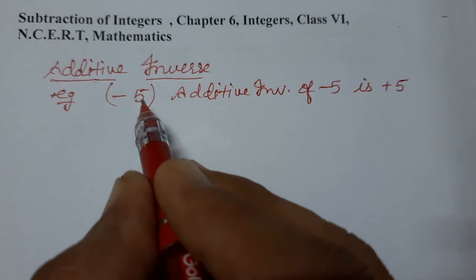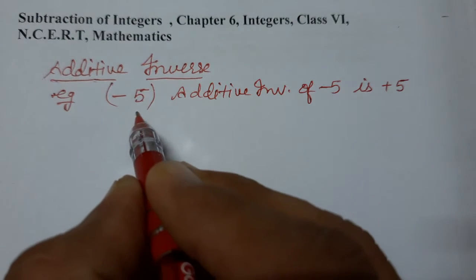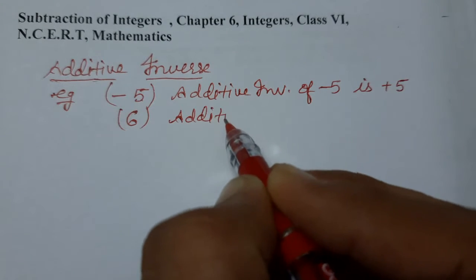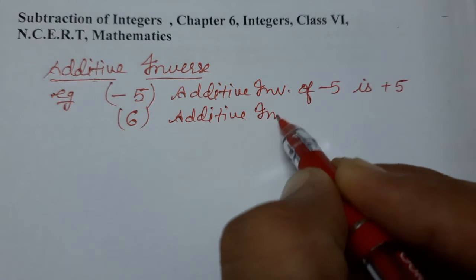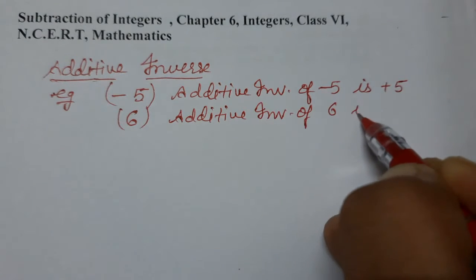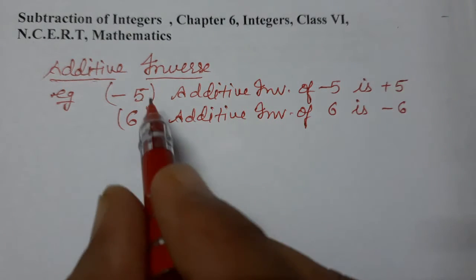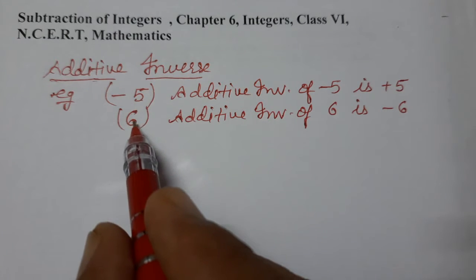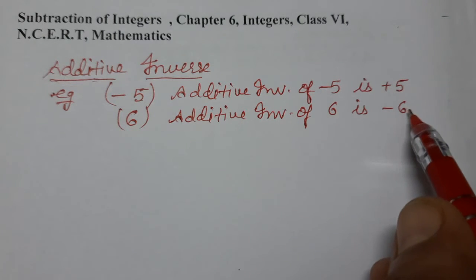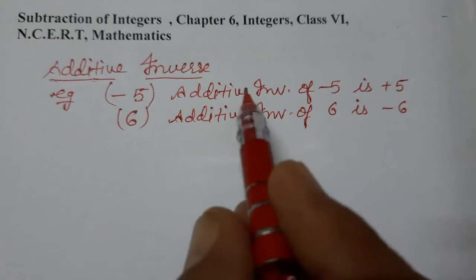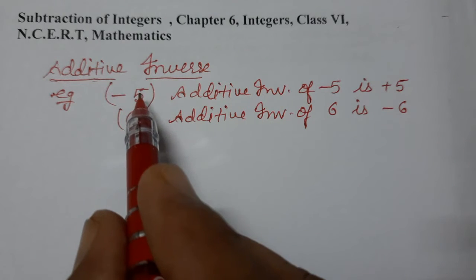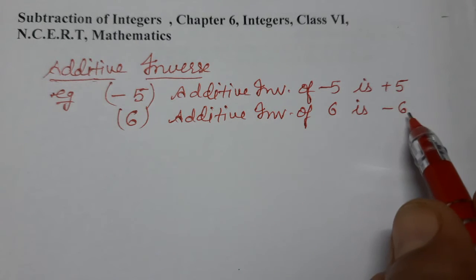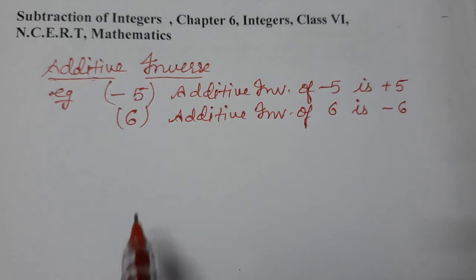So minus 5 का additive inverse क्या हुआ? Positive 5. Similarly, the additive inverse of 6 is minus 6. So if it is a negative number, then it will become positive, and if it is a positive number, then it becomes negative. So these numbers are called additive inverses. The additive inverse of minus 5 is positive 5, and the additive inverse of 6 is minus 6.